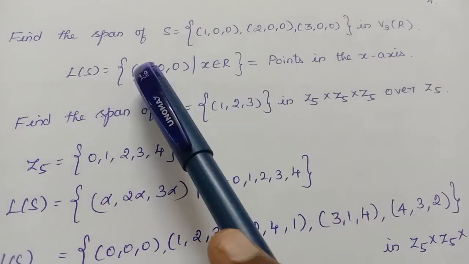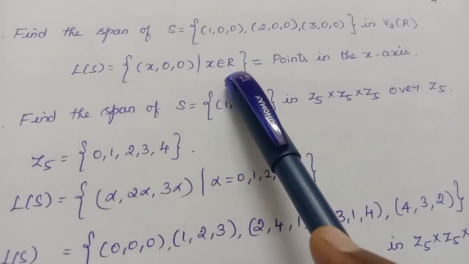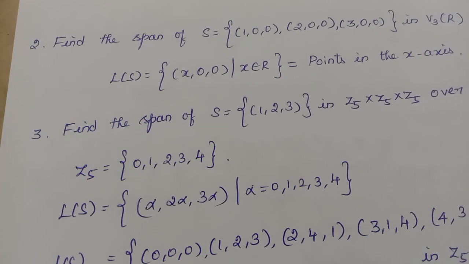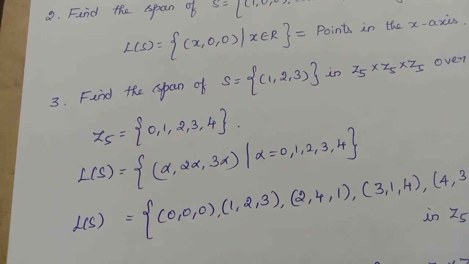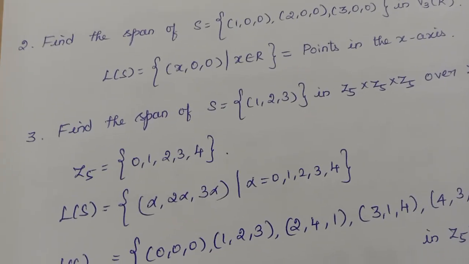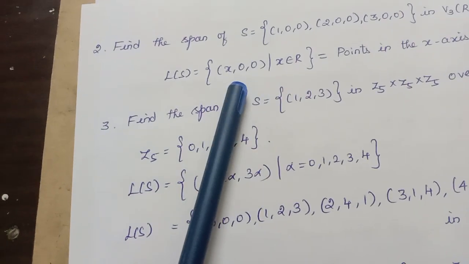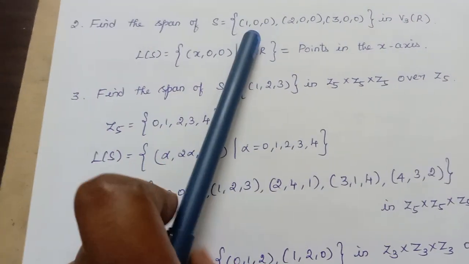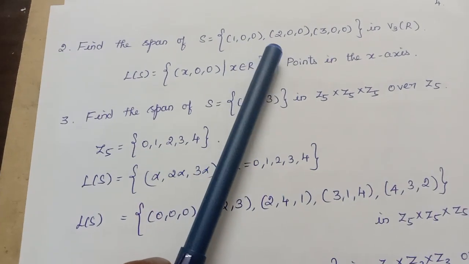Okay, so in general, how can I write? The set of all (x,0,0), where x belongs to R. Actually I am getting it as alpha plus 2 beta plus 3 gamma. By varying the values of alpha, beta, gamma, you will get the entire set of what? The entire set of points on the x-axis. Okay, right? So this set will generate the collection of all points on the x-axis.